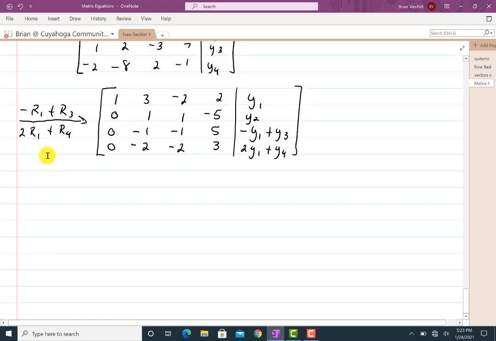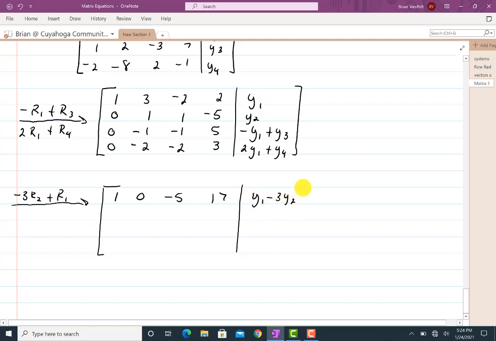Now let me go ahead and move on to my next pivot, which is this guy right here, and start wiping out the entries above and below it. So it looks like I can do negative 3R2 plus R1. So negative 3 minus 2 will be negative 5. And then 15 plus 2 will be 17. And then we have negative 3y2 plus y1. I think I'll write it as y1 minus 3y2. I'll keep them in order. I think it'll prevent me from being confused. The second row I'm leaving alone: 0, 1, 1, negative 5, y2.